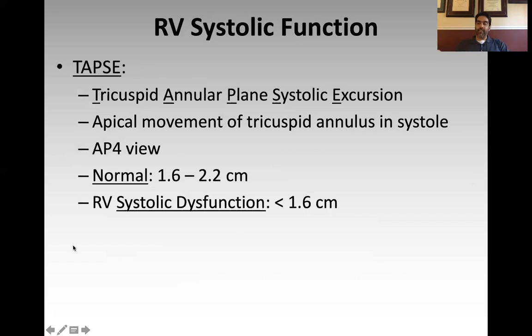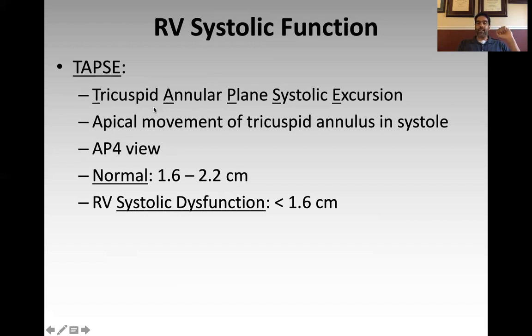The second part of the RV assessment is RV systolic function. And the easiest way to assess RV systolic function is looking at what's called the TAPSE. TAPSE is the tricuspid annular plane systolic excursion, which basically means how much apical movement there is of the tricuspid annulus. When the RV contracts, the primary plane in which the RV chamber gets smaller is by shortening of the RV. And so when the RV shortens, the tricuspid annulus moves up and down. In systole, when the RV is shortening, the tricuspid annulus moves up towards the apex. And in diastole, when it's filling, it moves down.